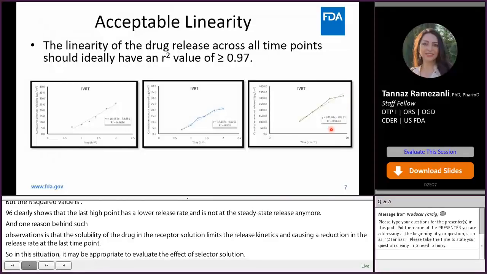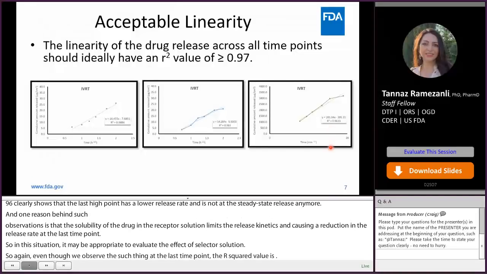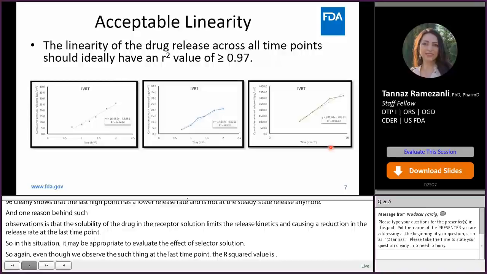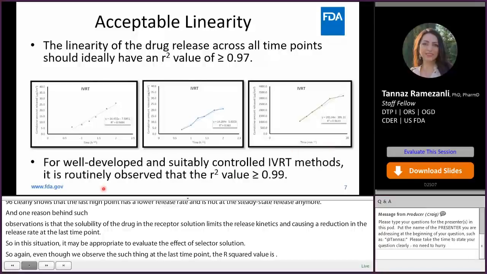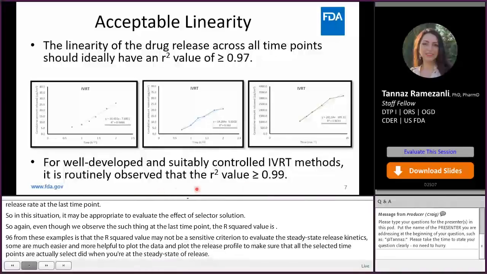So what we can conclude from these examples is that the R-square value may not be a sensitive criterion to evaluate the steady-state release kinetics, and sometimes it's much easier and more helpful to plot the data and plot the release profile to make sure that all the selected time points are actually selected when you're at the steady-state release. For well-developed and suitably controlled IVRT methods, you can routinely observe the R-square value of greater than or equal to 0.99.